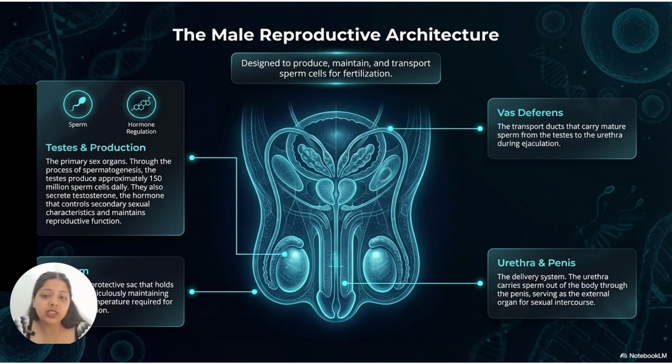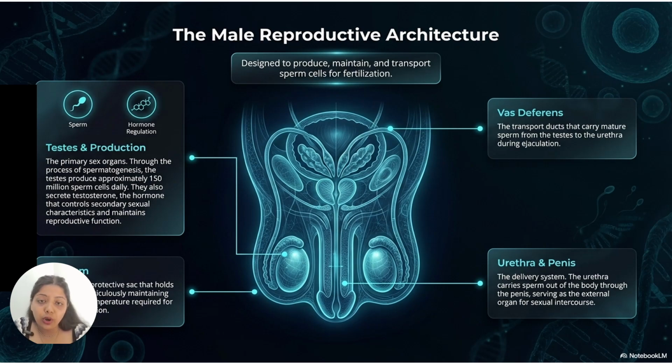The vas deferens acts as a transport tube that carries sperm from the testis towards the reproductive duct. Finally, the urethra and the penis help deliver sperm during fertilization. Together, these organs work in coordination to produce and transport male gametes.